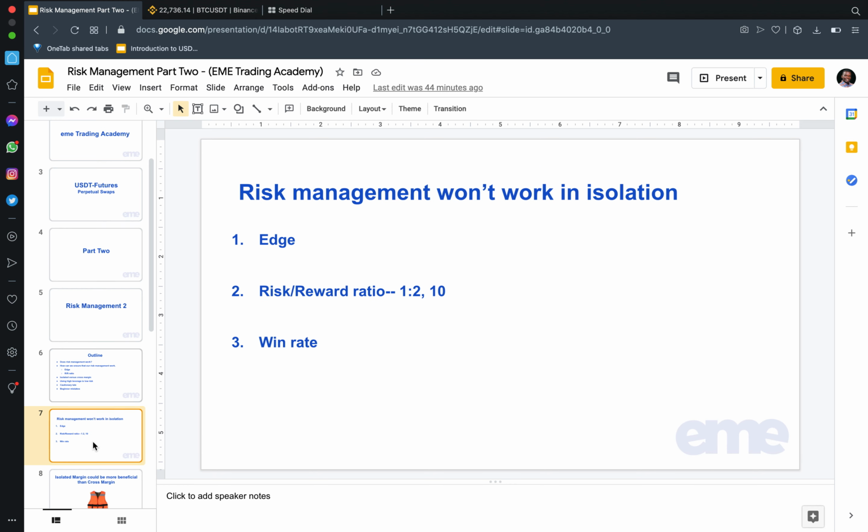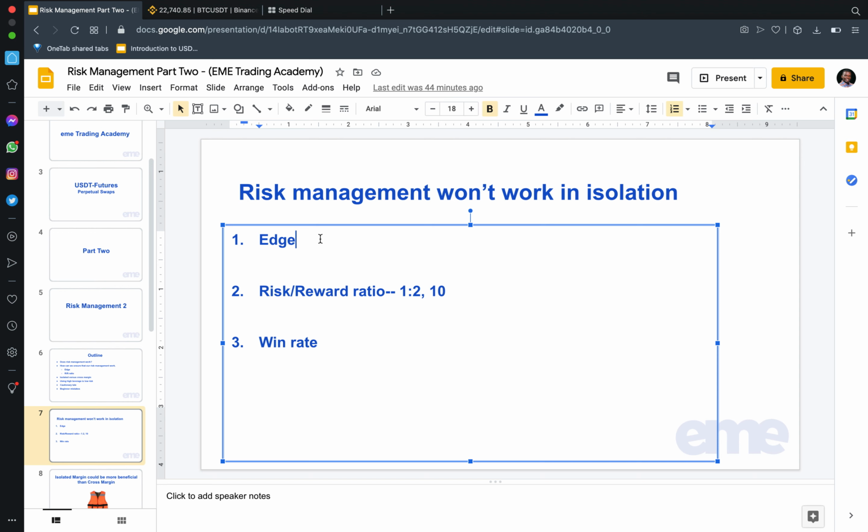Now, risk management won't work in isolation. You need to understand that in order for your risk management to work, you should have a trading edge. Your trading edge is simply your system or your idea or your strategy that gives you a greater probability of making profit in a trade or in a given set of trades.